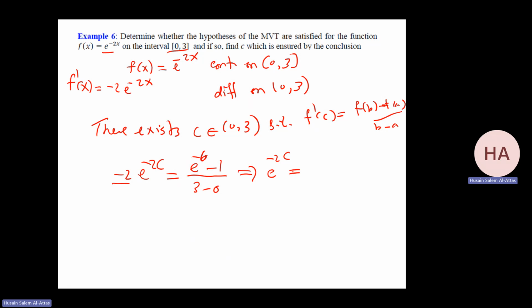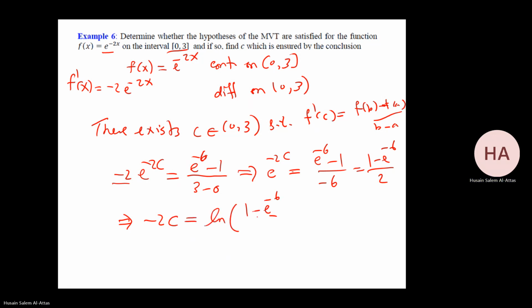Yeah, I just divide by minus 2. So I have e to the minus 6 minus 1 over minus 6. Okay, so we take ln of both sides. I have minus 2c equal ln of this. By the way, this is positive, since this is a number less than 1, and 1 minus a number less than 1 will be positive. So ln is defined. Okay, so what will c be? c will be minus half ln of this.